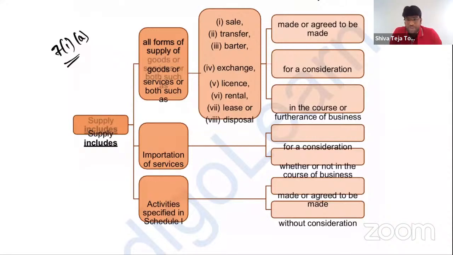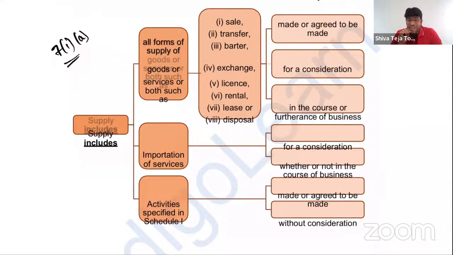Then let me ask you one question. So let's say Shiva Teja decided to exchange his gold ring. I decided to go to a gold shop, give my old gold ring, and from the gold shop, I purchased a new gold ring, for which I paid some extra money also. That is clearly a case of exchange transaction. Now tell me, from Shiva Teja's point of view, is that transaction a supply?